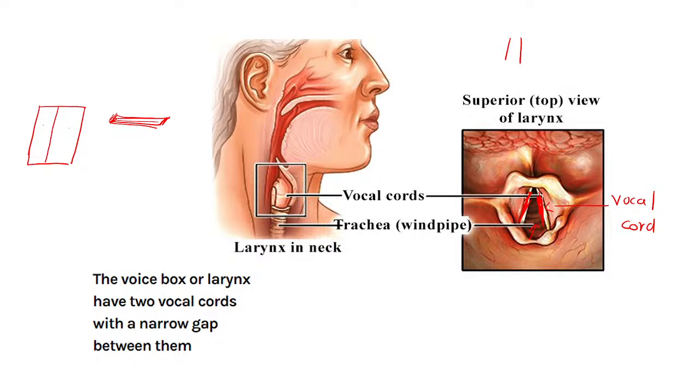There are two flap-like structures, called vocal cords. When the air passes through the gap in between the vocal cords, what happens? These two vocal cords start vibrating, and that's how sound is produced in the human body.